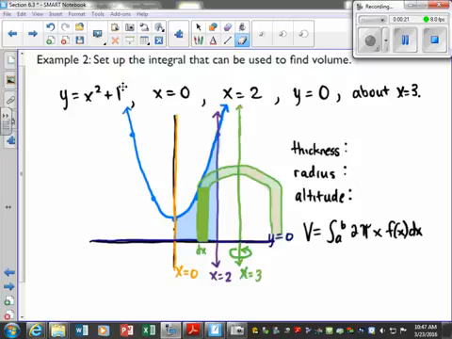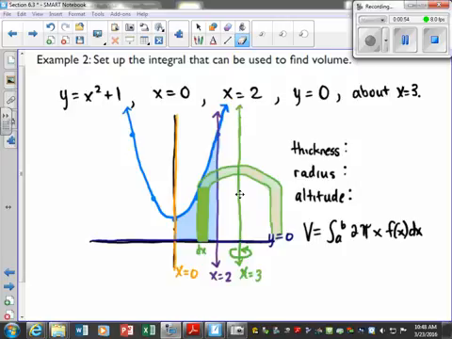Okay, you will be given y equals x squared plus 1, x equals 0, x equals 2, y equals 0, and told to revolve about x equals 3. This information I graphed. You can use your graphing calculator, or you can make an XY table. I just did this to save time. The first thing I'm going to do is draw my axis of revolution and sketch this out. It's right here, x equals 3.